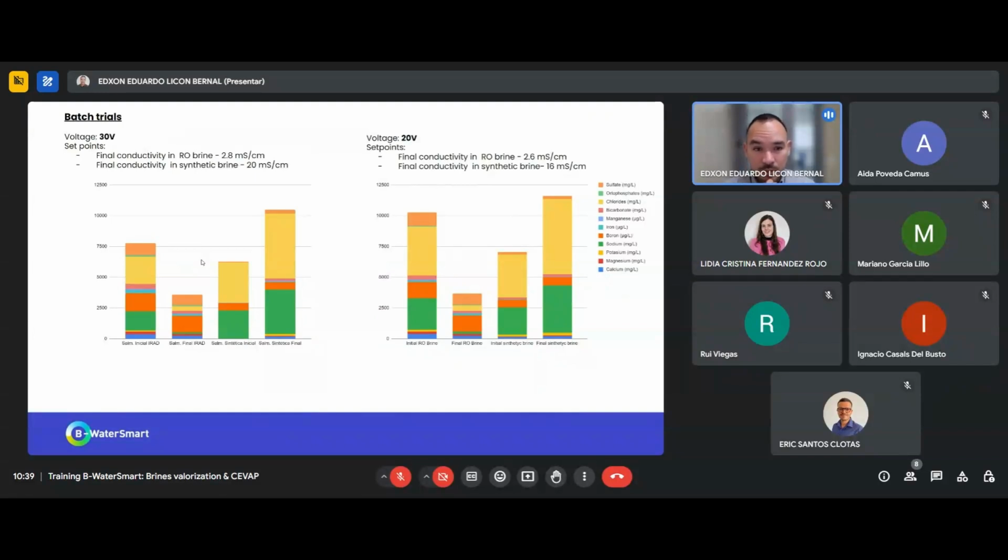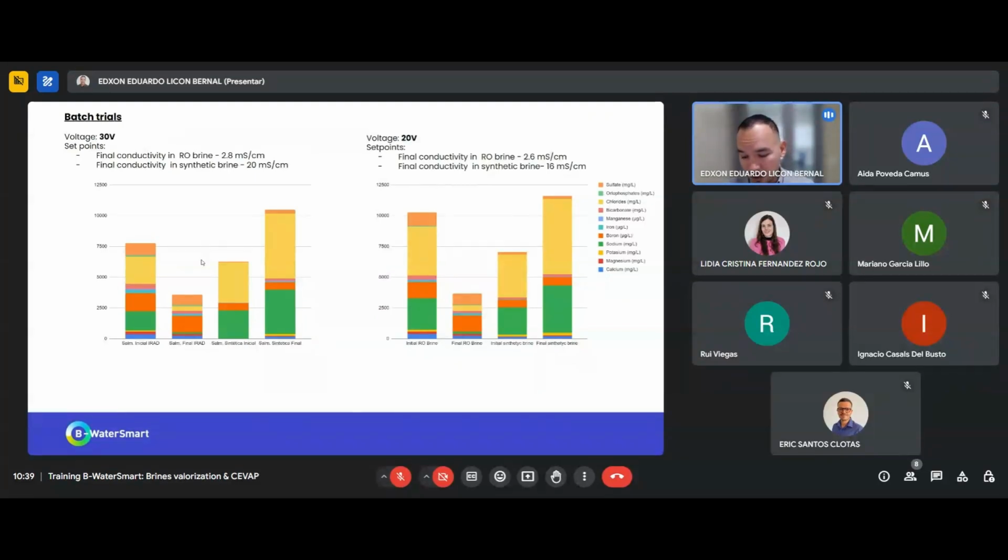But in general, this is the overall characterization of these two trials that I am explaining now. And as you can see, there are some ions that are transferred, others that are not. And there is some selectivity towards monovalent ions, as expected because of the membranes that I was explaining at the beginning.